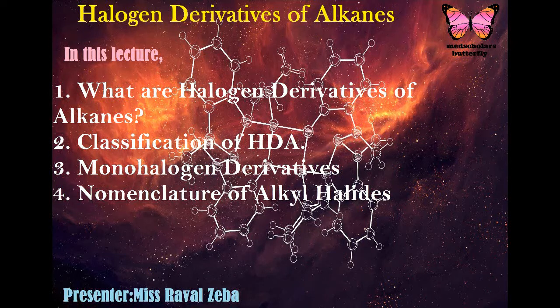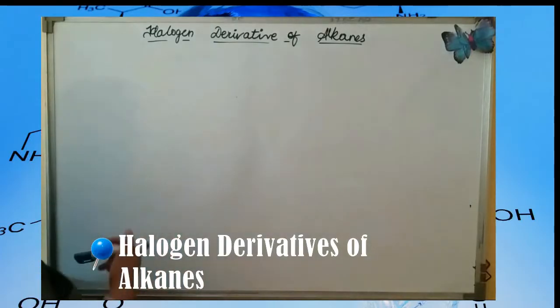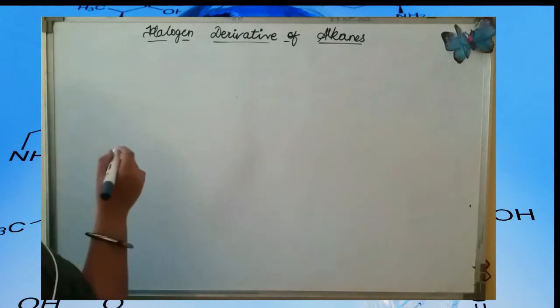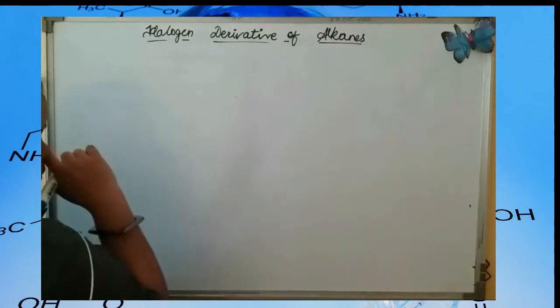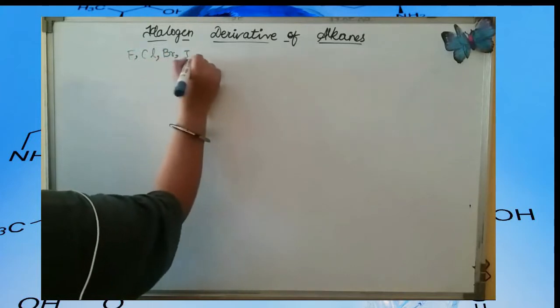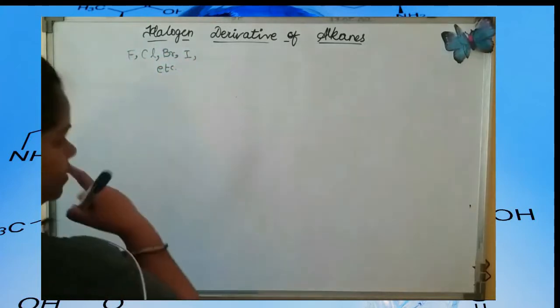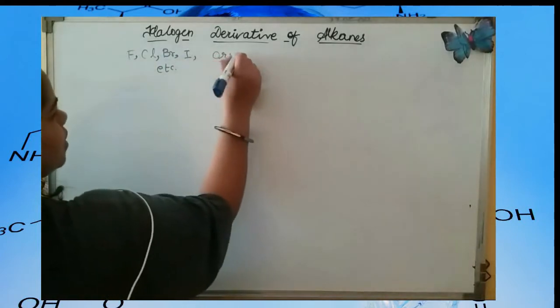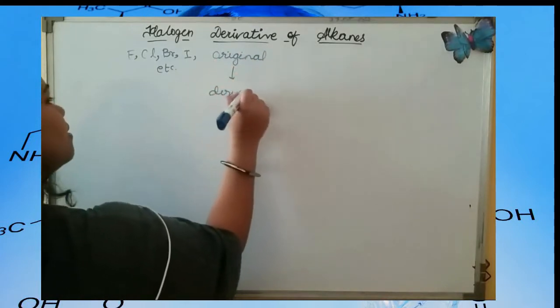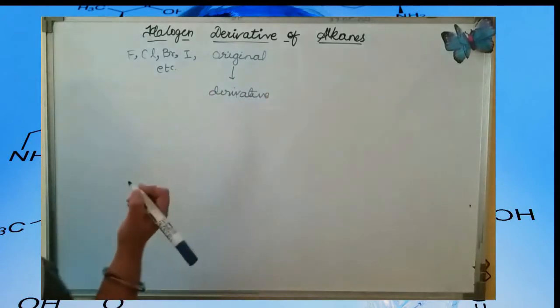In this lecture, we are going to learn about halogen derivatives of alkanes, classification of HDA, monohalogen derivatives, and nomenclature of alkyl halides. Halogen derivative of alkanes. Halogen involves any element in the periodic table ranging from fluorine, chlorine, bromine, iodine, etc. And derivative is something which is derived from an original product. It is known as derivative.